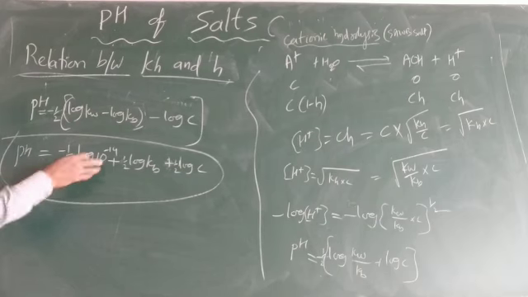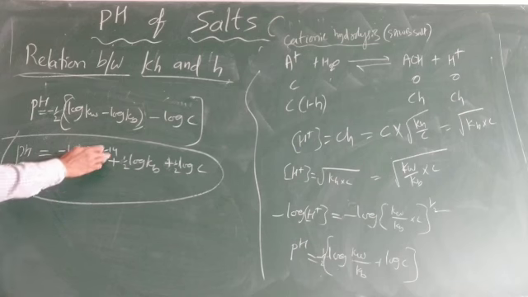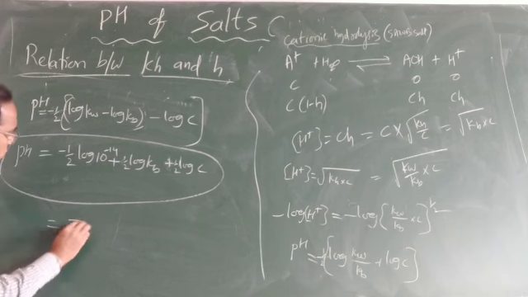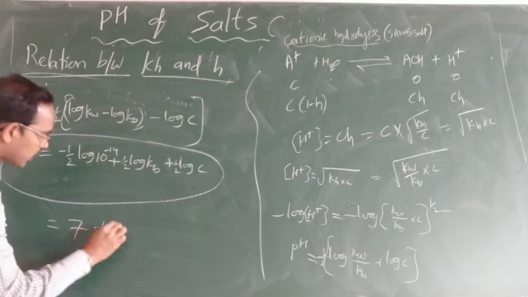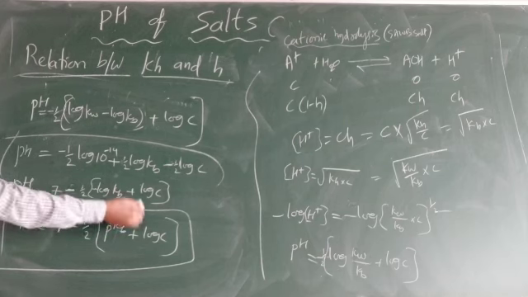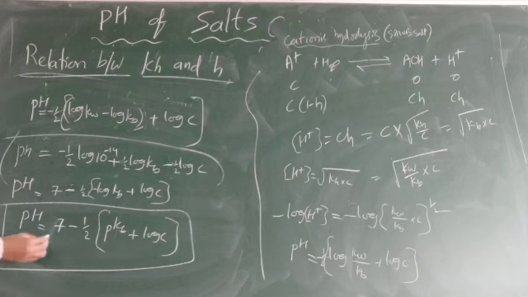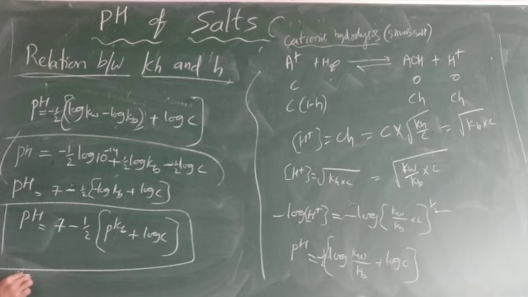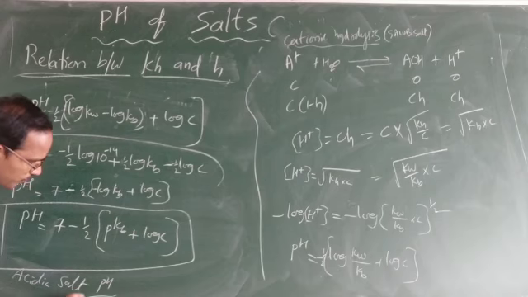Right? It is not final step. See, log 10 power minus 14, that means plus 14. 14 by 2, that means 7. Then that equals 7 plus half. Okay, here minus log KB equal pKB. Then as it is. See, simply 7 से कम होगा. This total value is something in there, X value. 7 से कम होगा. This is acidic salt. This is acidic salt pH value.